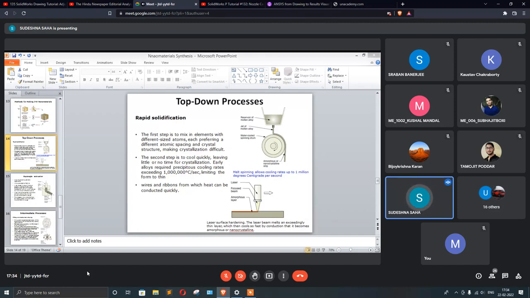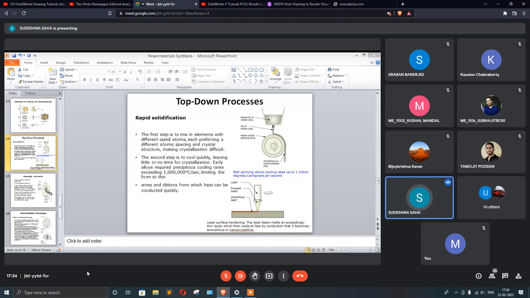One example that has been provided in this particular case is melt spinning. There they allow cooling rates of up to 1 million degrees centigrade per second. You can imagine that. And this is enough to freeze in the liquid structure in certain alloys, giving amorphous or crystalline wires or ribbons. So this is how rapid solidification can be achieved.